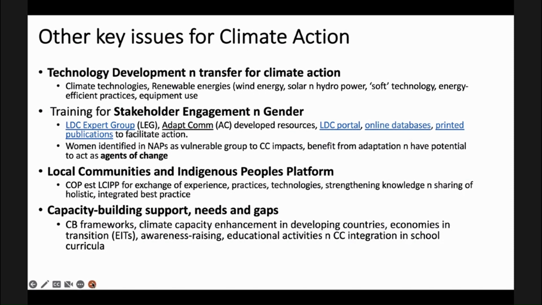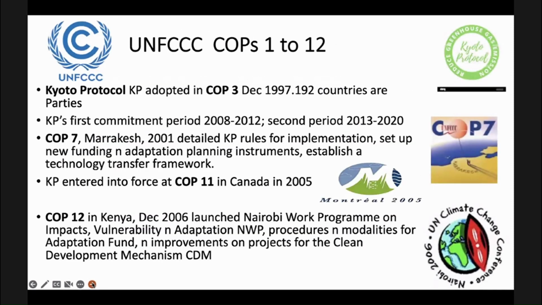Next slide. We now move to the next phase of the presentation, which is to look at the UNFCCC Conference of Parties. The so-called COPs are not policemen, but Conference of Parties. And the first most important one was COP3, which created the Kyoto Protocol, which 192 countries have ratified. And we have already gone through 2 periods of activity. COP7 in Marrakesh, that's in Morocco, detailed the rules of implementation, set up new funding, adaptation planning instruments, and a technology transfer framework.